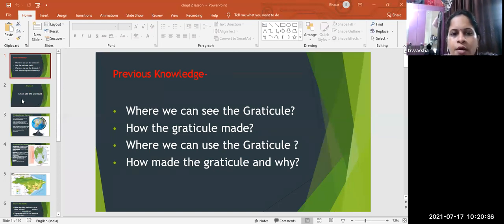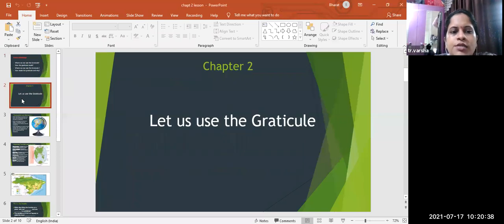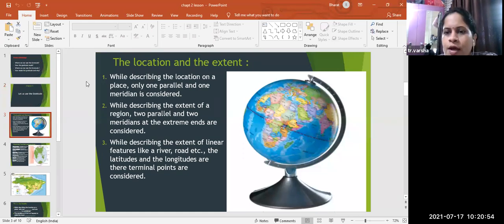So this is what we are going to see in this chapter, that is chapter number 2: Let us use the graticule. Okay, already we have studied the graticule. Now we have to see how we can use the graticule. Okay, slowly we'll go and we'll understand this. The location and the extent.